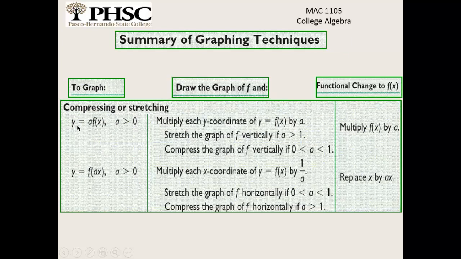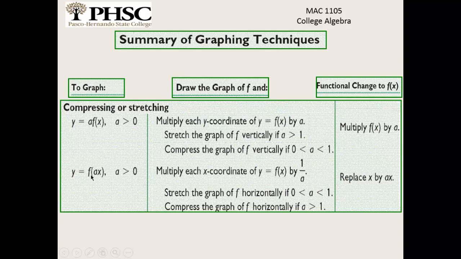So here again, y equals a times f of x. Again, in both of these instances a is greater than 0. So then you multiply each y coordinate of y equals f of x by a. You stretch the graph of f vertically if a is greater than 1, and you compress it if a is between 0 and 1. In other words, you multiply f of x by a.